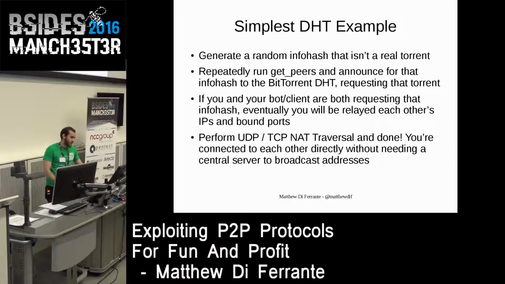So here are the steps. Generate a random info hash that is not a real torrent. Just take a message like BSides, SHA1 hash that message, and then throw out a get peers request saying, give me peers that are looking for this hash. Eventually that info hash will get pretty well thrown out in the network. If you and your bot, client, other party, or server are both requesting that info hash, you'll eventually be relayed each other's IPs and also the ports that you're listening on.